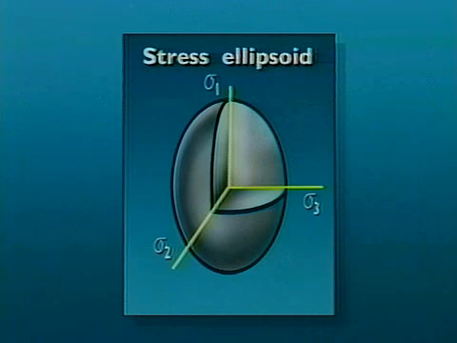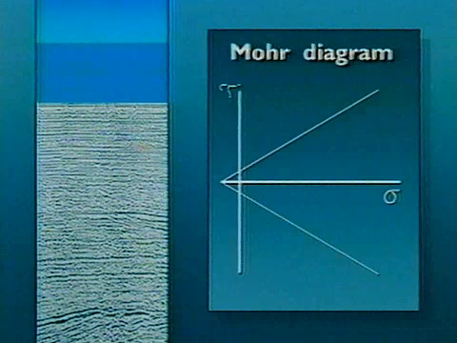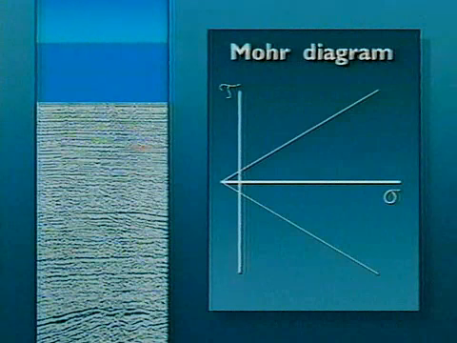The stress ellipsoid is defined by three principal axes. The maximum principal stress, sigma 1, is vertical. It's approximately 3 times greater than the two horizontal stresses, sigma 2 and sigma 3. The state of stress is plotted in the tau sigma plane. Tau is the tangential stress component parallel to the potential fault plane. Sigma is the normal component perpendicular to the fault plane.